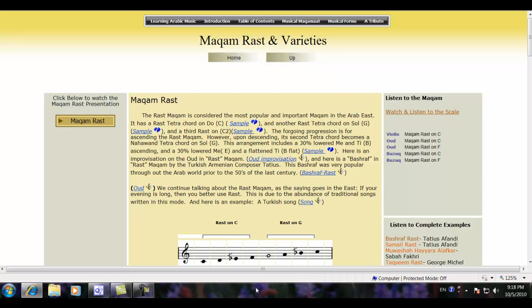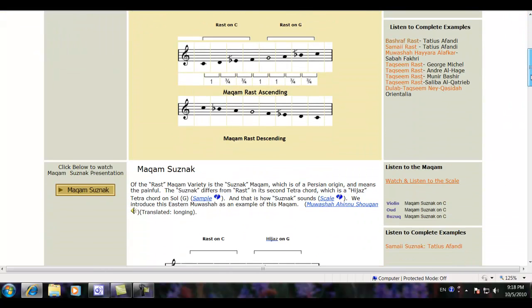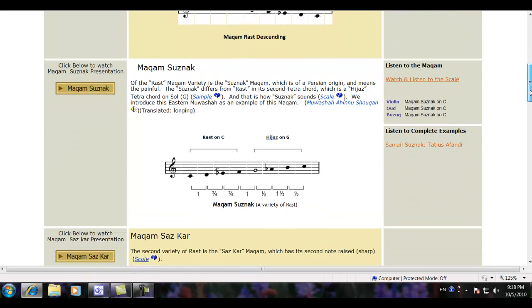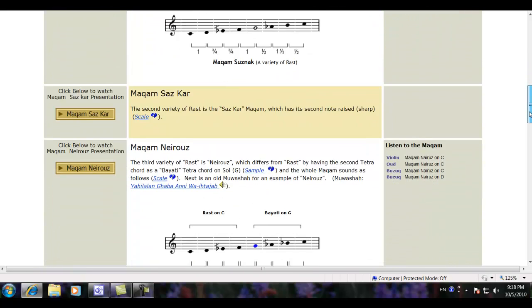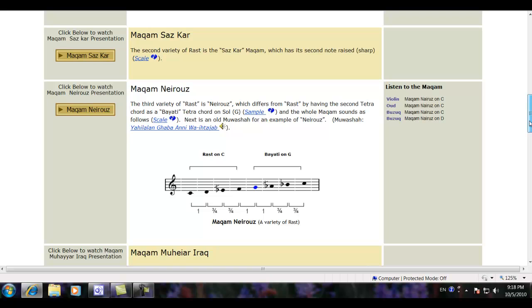And of course, we also have the Rast varieties such as Maqam Shiznak, Maqam Sazkar, Nairuz, and so on. They all have examples, they have the scale, and they have the audio-visual slide presentation.